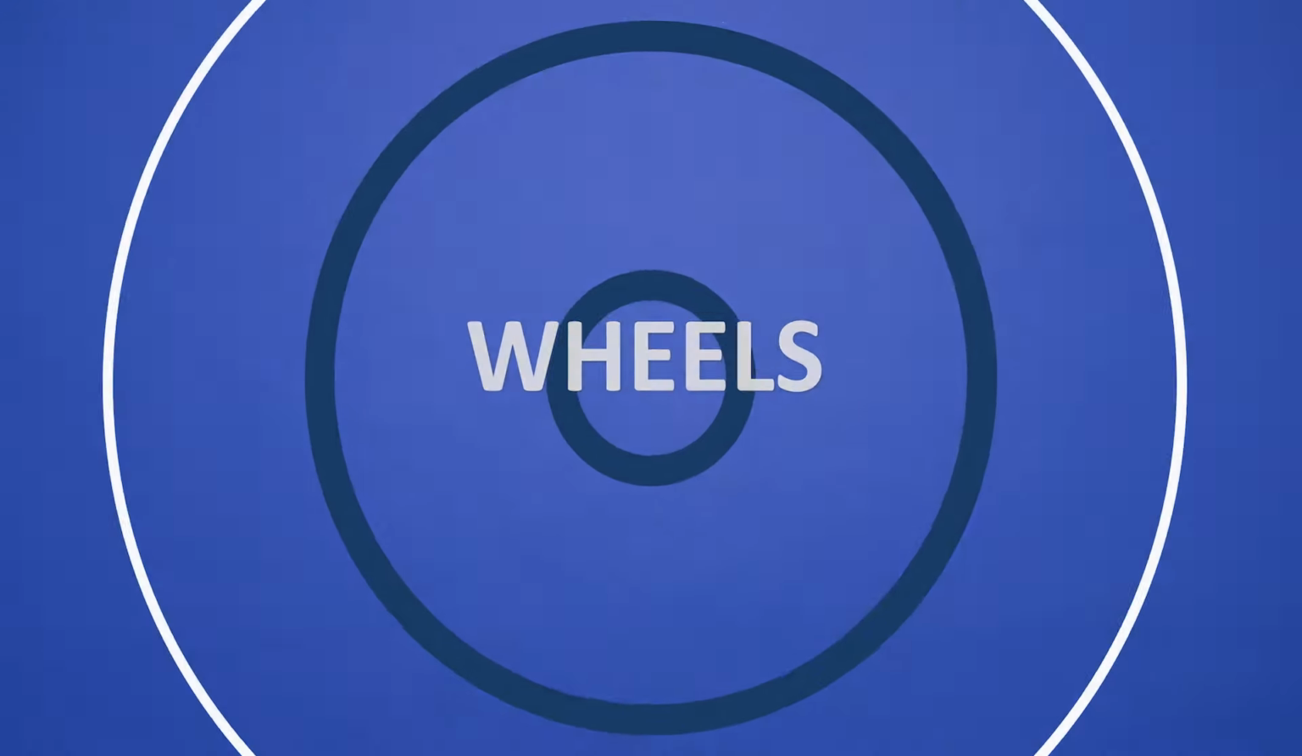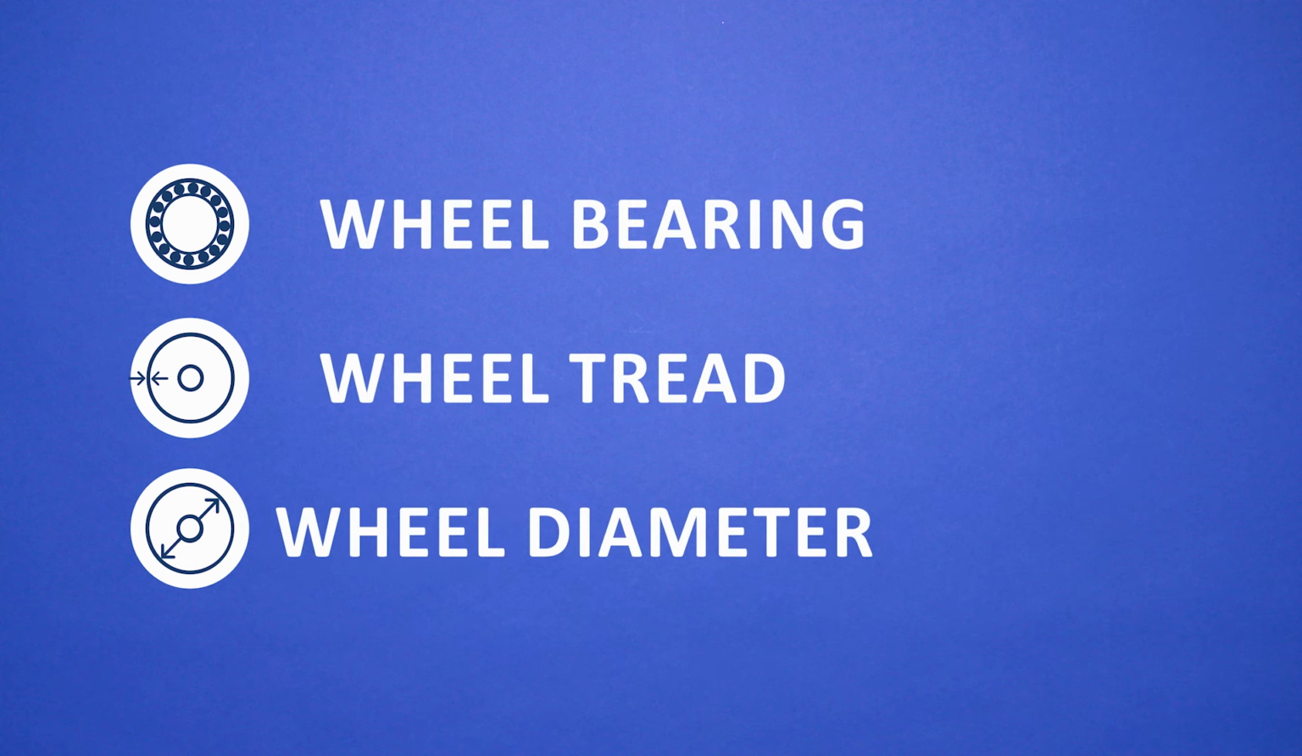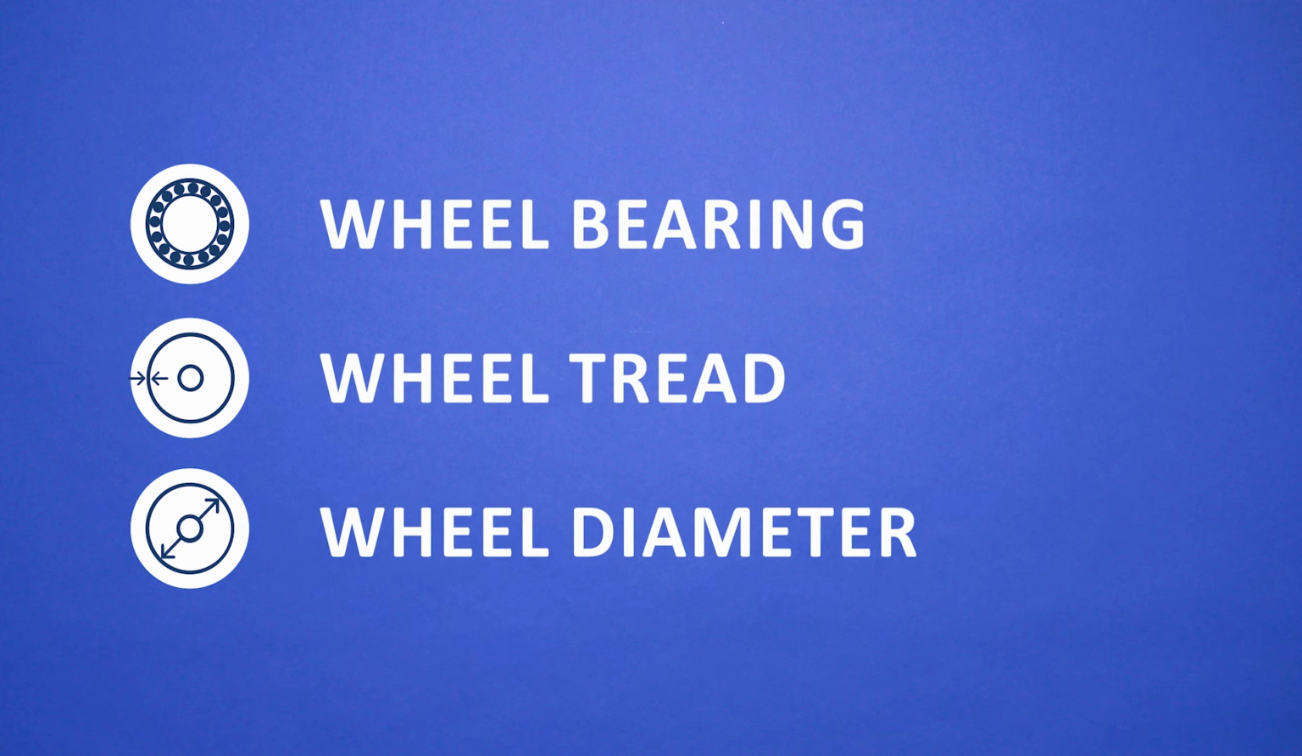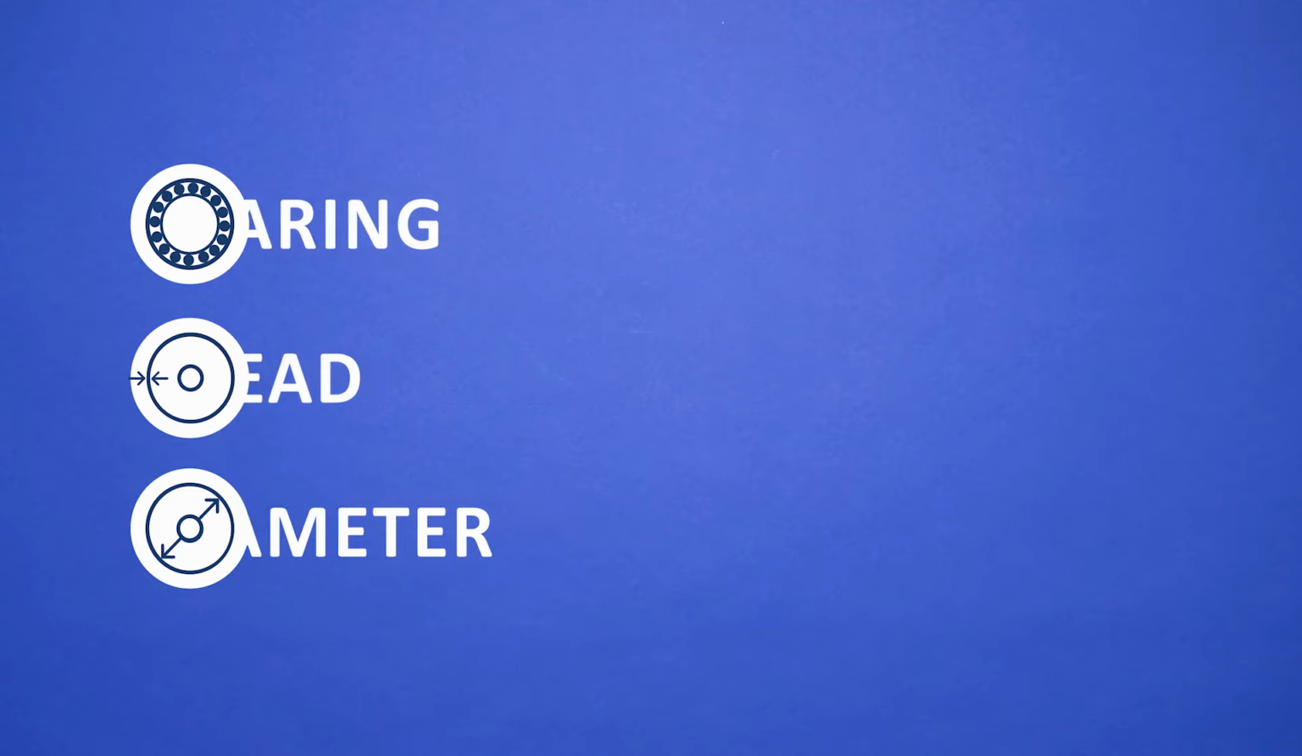Wheels. In this video, we will focus on wheels and important characteristics. In detail, we will take a closer look at the different types of the wheel bearing, the wheel tread, and the wheel diameter. So, let's get started.